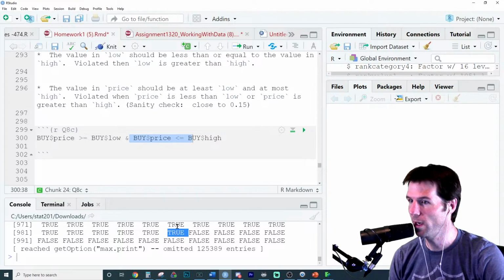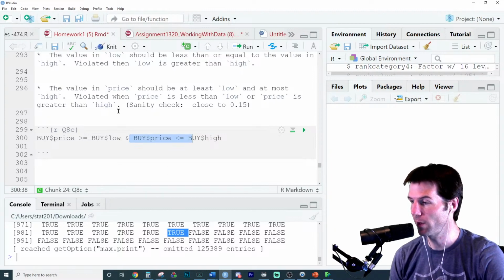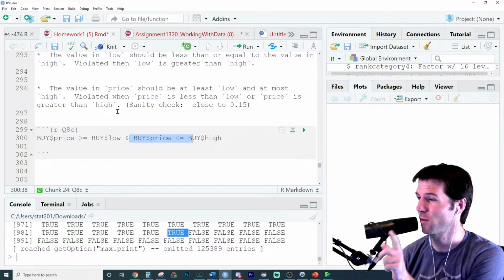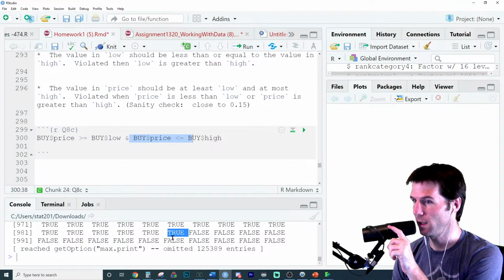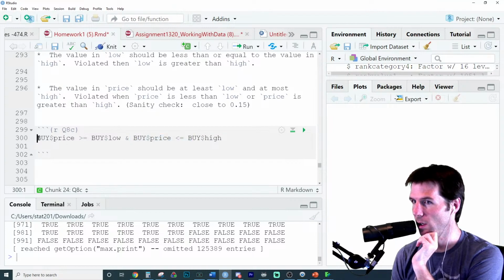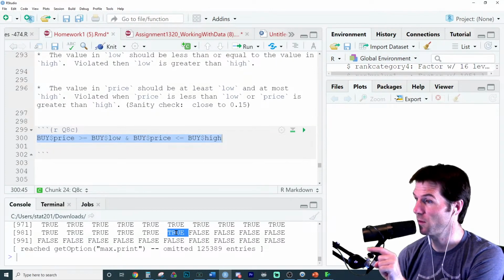So if it is true right here, does it meet the condition or violate the condition? Oh, no, you're right. That was the first one I think you were looking at. If it is true right here, does that meet or violate the condition? So think, is this a good thing or bad thing if the price is greater than or equal to the low and less than or equal to the high? Is this true a good thing? Is that meeting the condition or is that violating the condition?